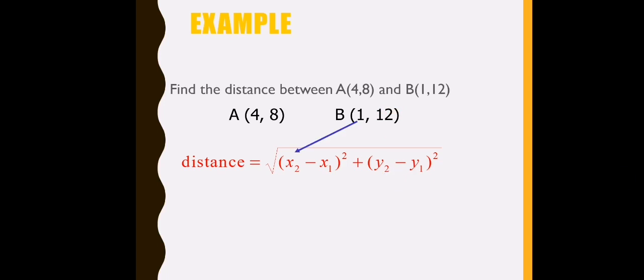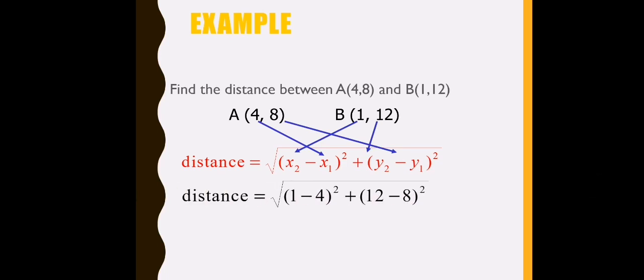So in this case, gagamitin natin si 1 as x sub 2, si 4 as x sub 1. Since si 1 ay x sub 2, definitely, yung kasama niyang 12 ay y sub 2. And 8 is y sub 1. Okay, so the first thing is to substitute the values kasi alam naman na natin yung mga values. And that is simply 1 minus 4, which is negative 3 squared, plus 12 minus 8, which is 4 squared.